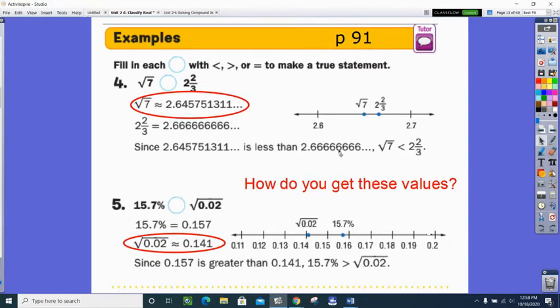And the book's doing a nice job of just showing you that on the number line, reminding you that if a number is plotted to the left, on the smaller side, it would be to the left of the other number. So left to right is going least to greatest.